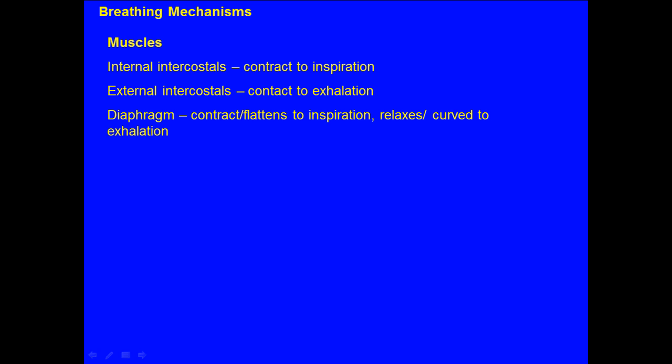Your intercostals are another name for your rib muscles, and the diaphragm's a muscle that sits just beneath the lungs, and it acts like a bellows to essentially change the pressures and the volumes within the chest cavity so that air can move in or out. And so we're going to look first at inspiration.